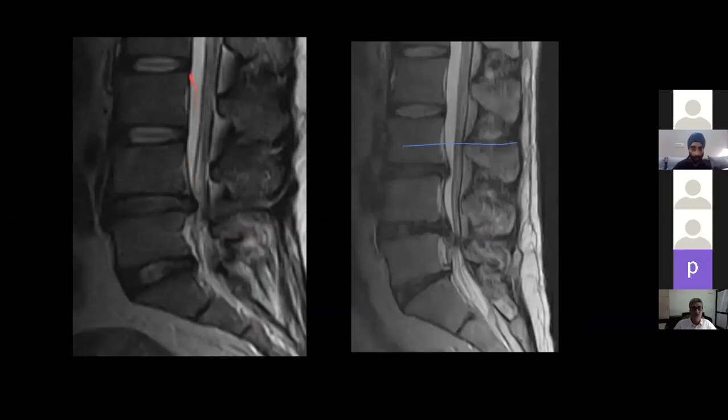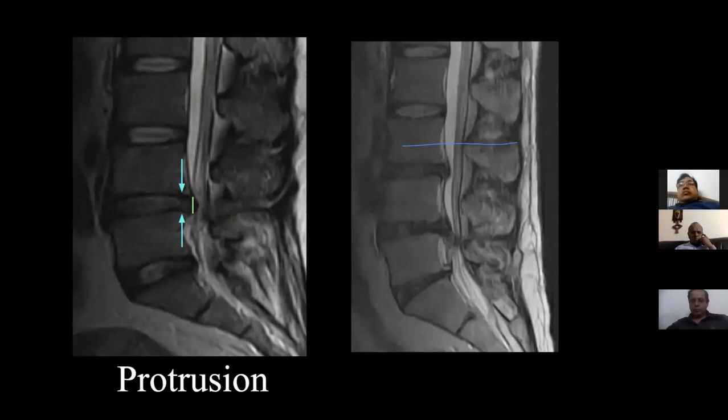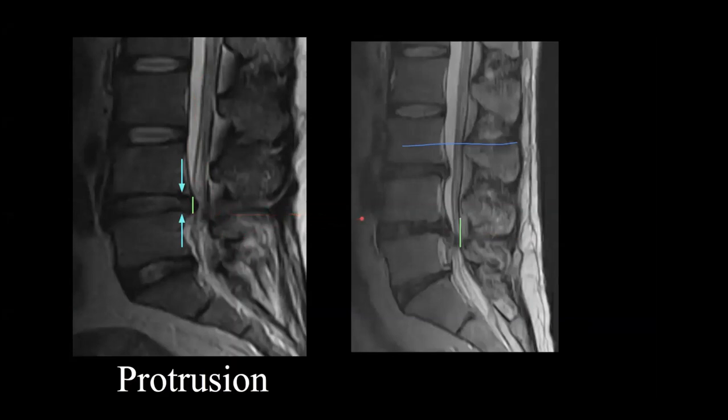So this is a T2 weighted sagittal image of lumbosacral spine. If the size of the disc herniation is smaller than the neck, it is a protrusion. If size of the disc herniation is larger than the neck, now this disc herniation is larger than the neck, this is a disc extrusion.